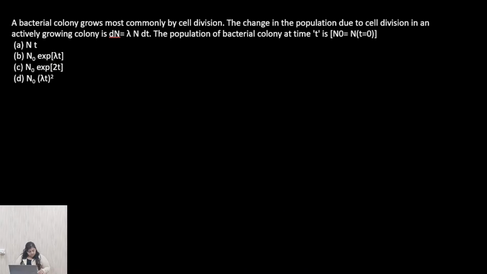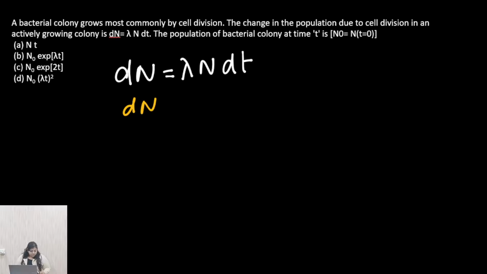Next is this question. It says a bacterial colony grows most commonly by cell division. The change in the population due to cell division in an actively growing colony is given like dN is equal to lambda into N into dt, where N is the population of the bacterial colony at time t. So we have this expression, bring the N on the same side, dN by N is equal to lambda into dt.